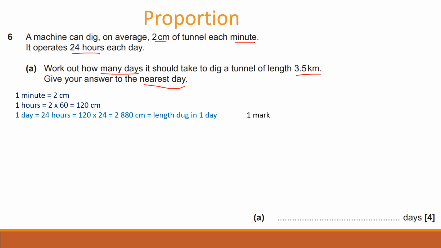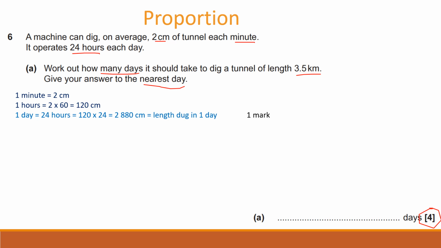So in 1 day, that will be 24 hours, which is going to be 120, the answer I've just worked out for 1 hour, times 24, which gives me 2,880 centimetres, which is the length dug in 1 day, and that will give you your first method mark. Now this question tells us in the bottom right hand corner that it is marked out of 4. So we're going to get a total of 4 marks for this question.